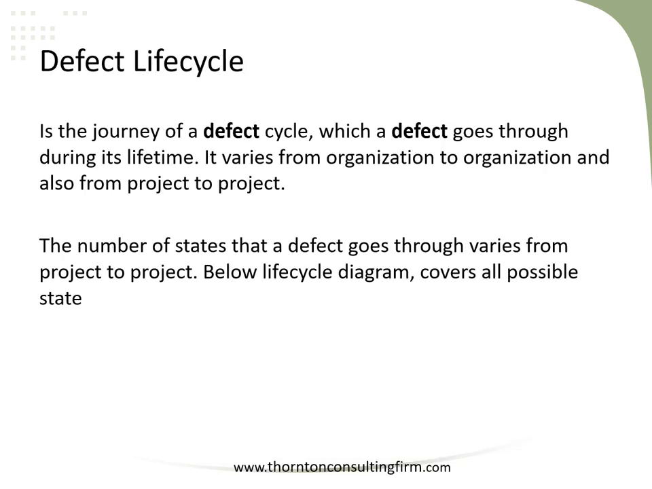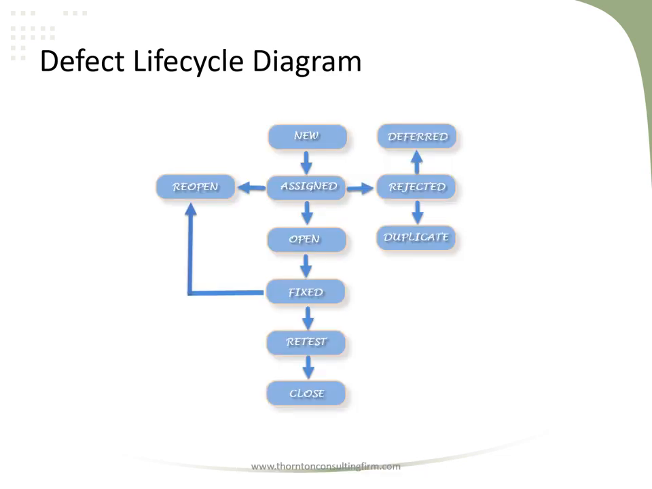A defect goes through a life cycle. The life cycle is basically the journey which a defect goes through during its lifetime. Now, this will vary from organization to organization. There are a number of states that a defect goes through, and again, it varies from organization to organization. It can also vary from project to project. And here is just an example of a defect life cycle diagram.